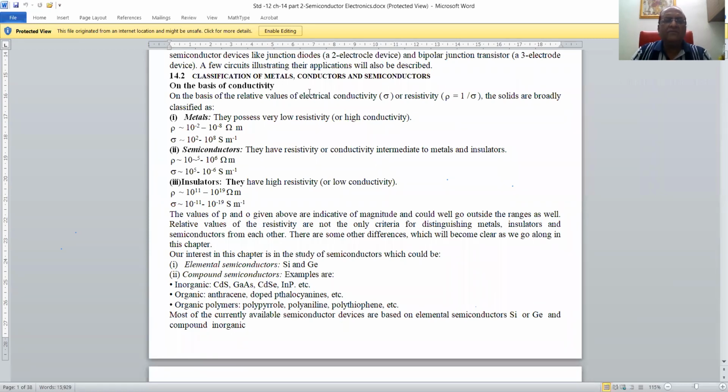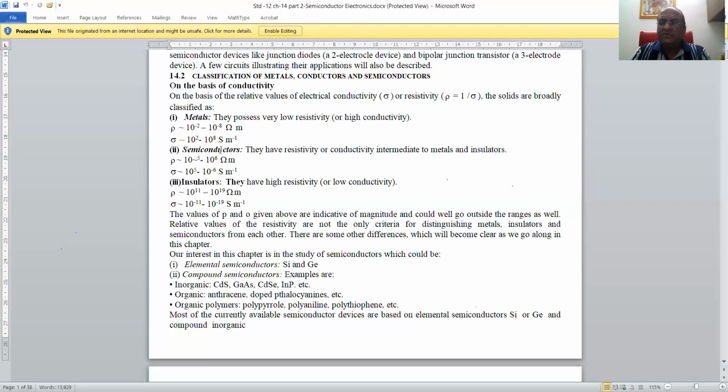If we think about metals, then resistivity is of the order of 10 raised to minus 2 to 10 raised to minus 8 ohm meter, and conductivity is of the order of 10 raised to 2 to 10 raised to 8 Siemens per meter. Then if we think about insulators, insulators are such materials for which resistivity is tremendously large and conductivity is very small. It implies that the conduction process is not possible in such materials.